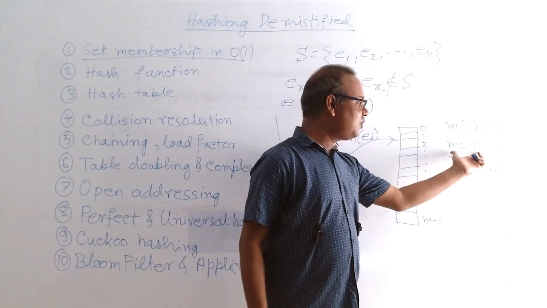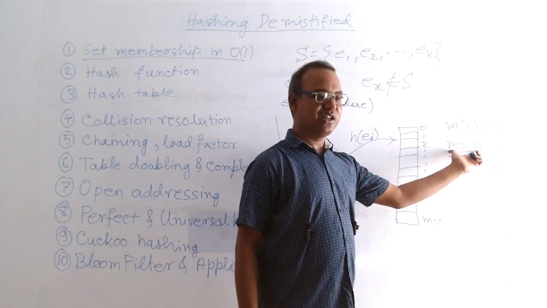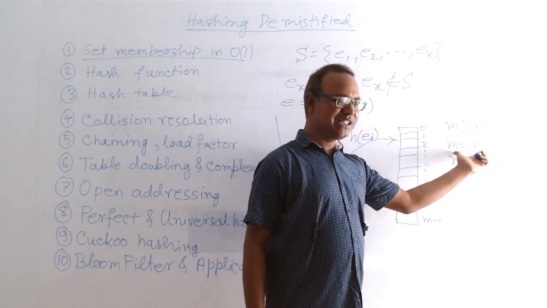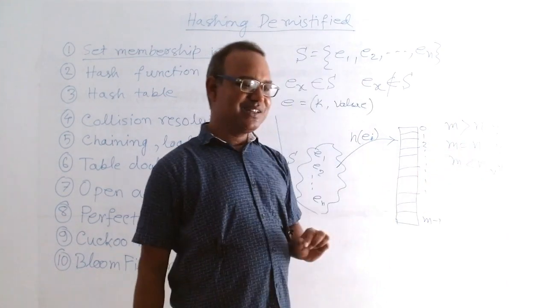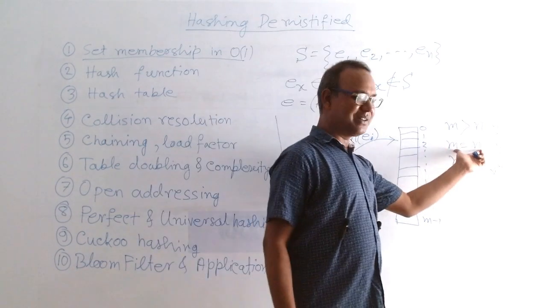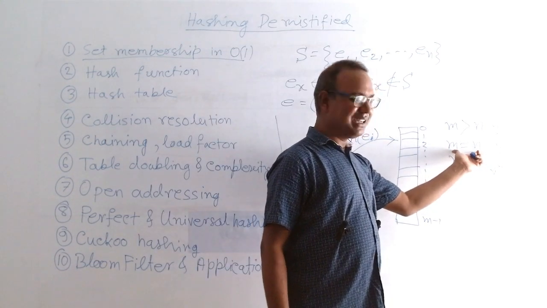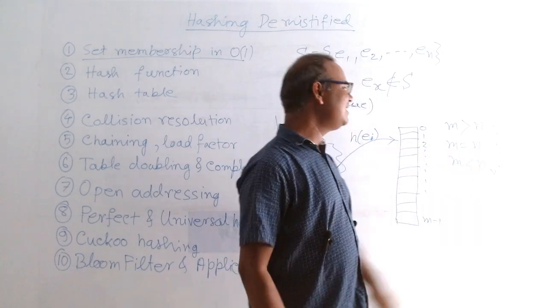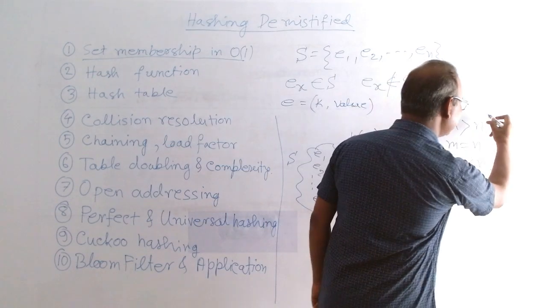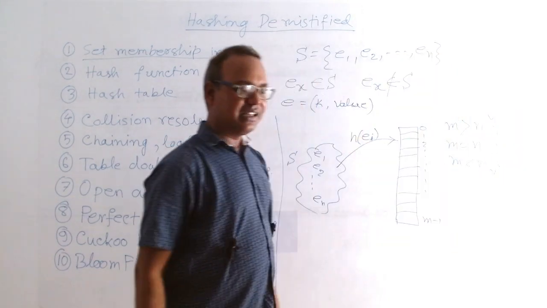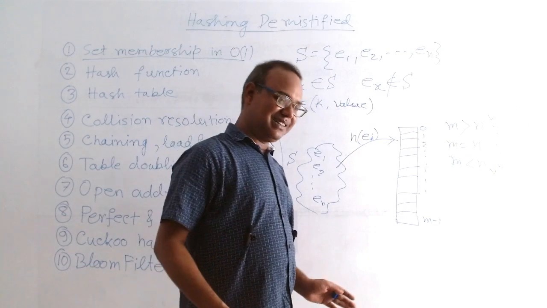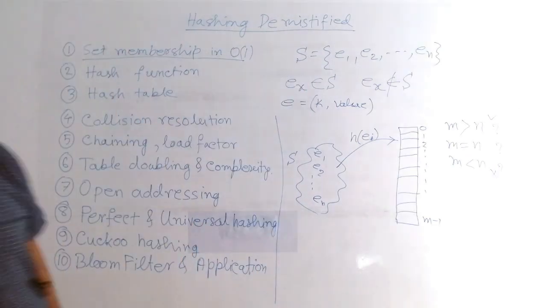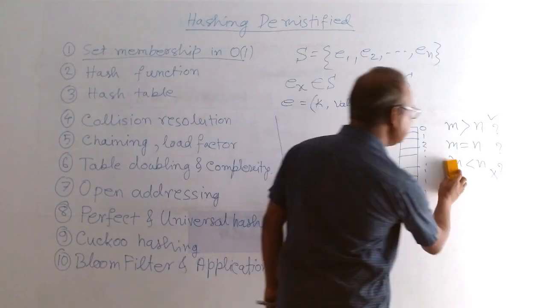Ideally, we want something like this, m equal to n. That will be a very ideal situation, where there will be no wastage of memory, and developers always want this situation. But this is a little bit difficult, and there is a very high probability of getting collisions. So we go for this one: m greater than n, but not too much bigger. That is the ideal condition. m should be greater than n, but not very much bigger.